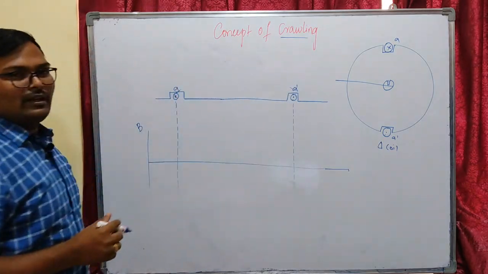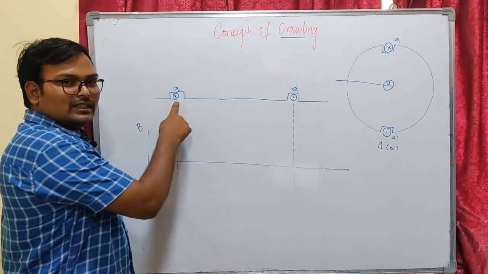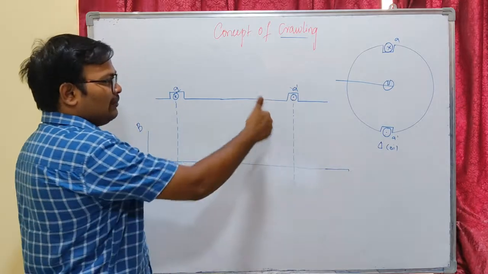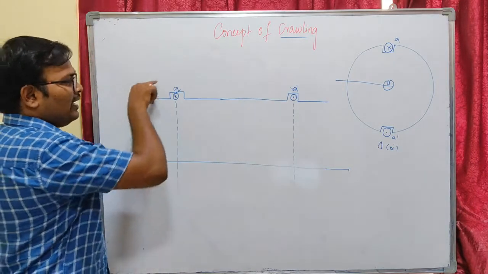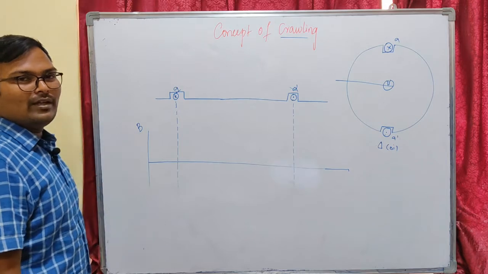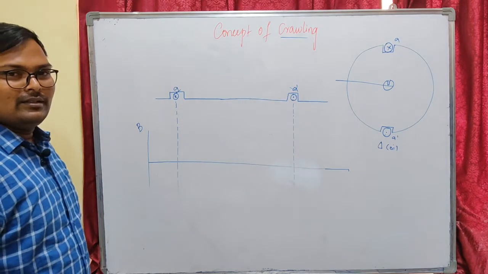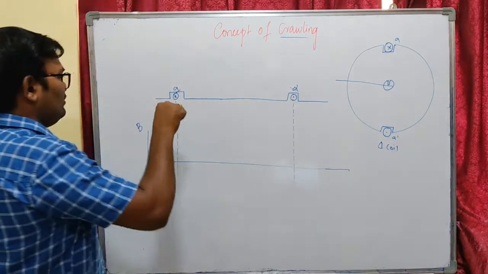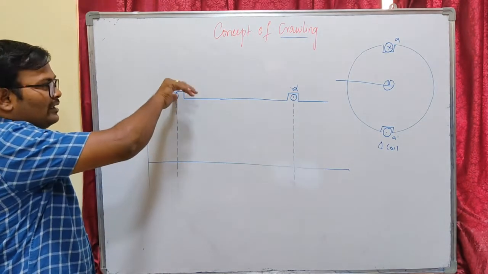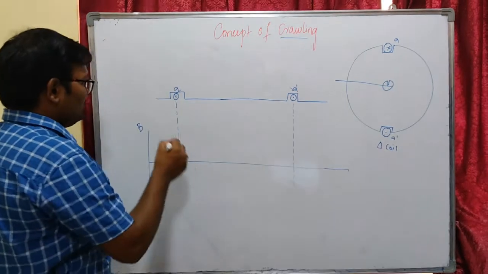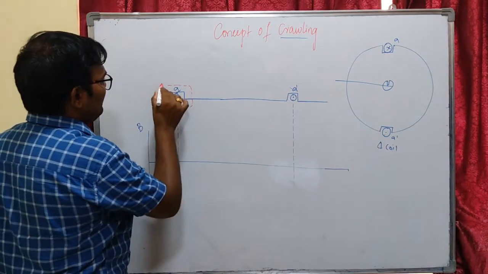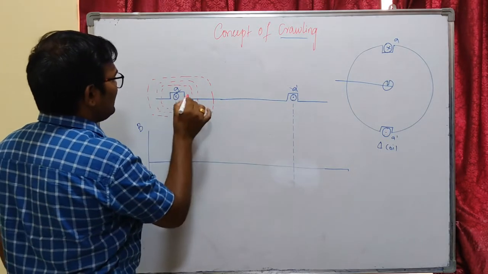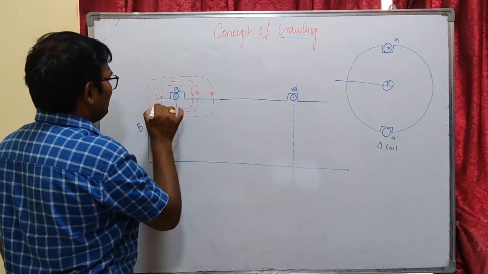Now let us see what happened here. This cross means the direction of current going into the plane, and this dot means the direction of current coming out of the plane. By applying Fleming's right hand thumb rule, you can find out the direction of flux. Because the current is going into the plane, the direction of flux will be clockwise, like this.